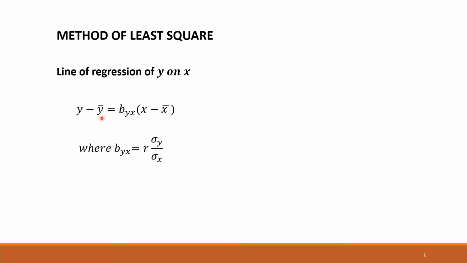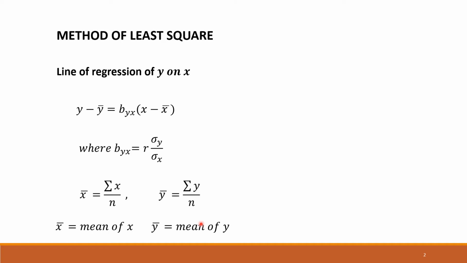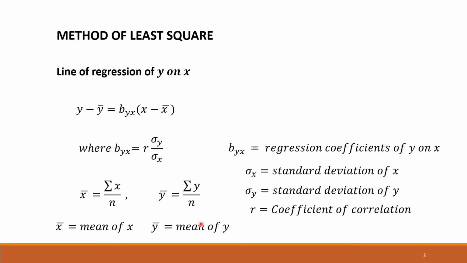X bar, y bar are the mean. Byx is called as the regression coefficient of y on x, and it is defined by r into sigma y upon sigma x. X bar, we know it is equal to the mean of x, which is calculated by summation x by n, and y bar is equal to summation y by n. So x bar, y bar are called as the mean of x and y. Byx is the regression coefficient of y on x, and sigma x is the standard deviation of x, sigma y is the standard deviation of y, and r is the coefficient of correlation.